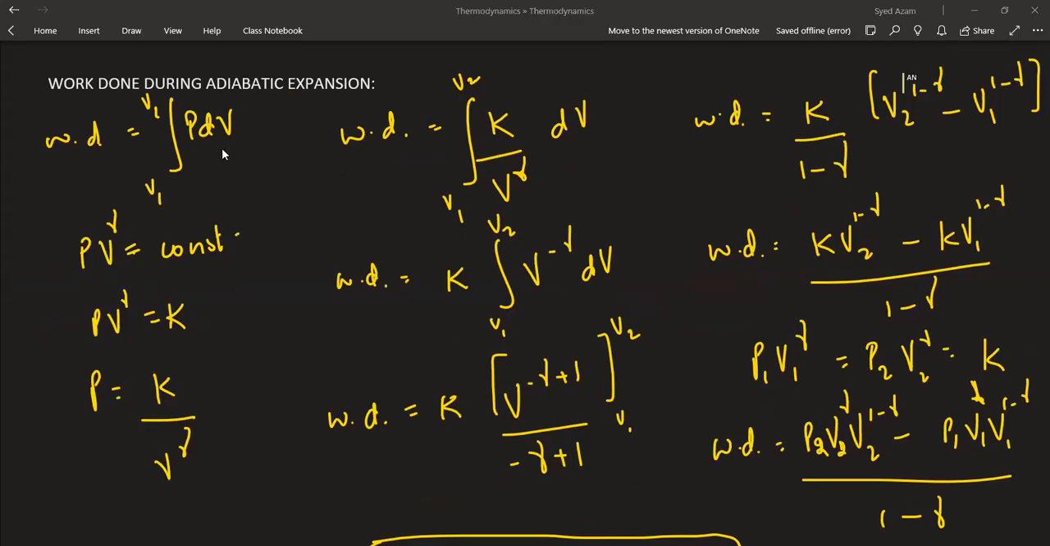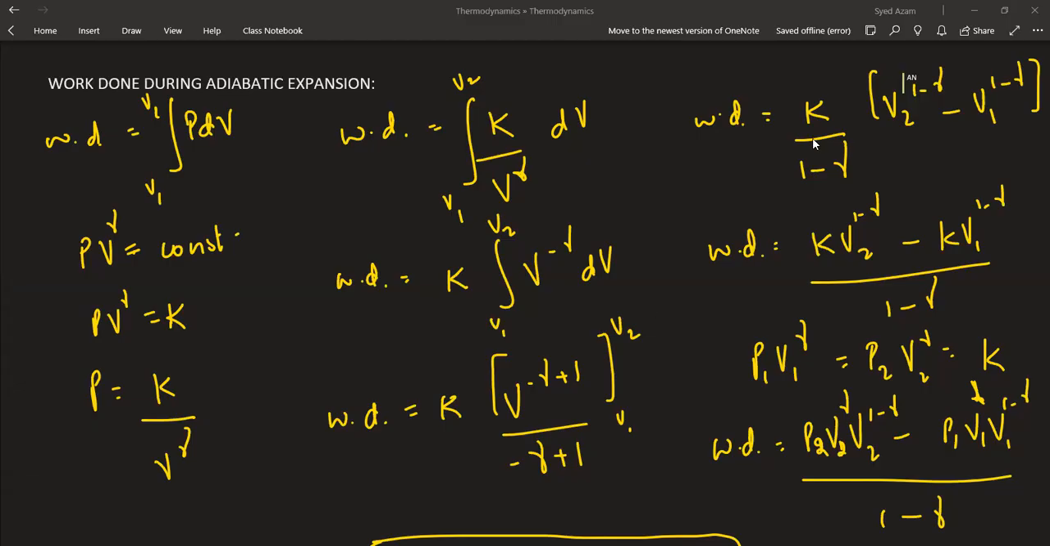Variable pressure work is PdV. We know PV to the power gamma is constant. So we just put a K and calculate the value of P, that is K by V to the power gamma. We put it in this formula, and then we bring V to the power gamma up so that we can integrate it. We have integrated it here. Minus gamma plus 1 will be there.